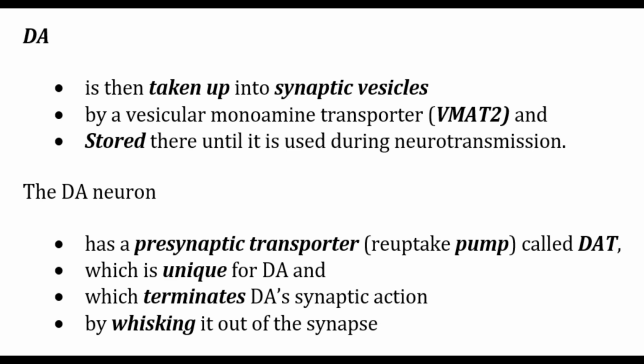The dopamine thus generated is then taken up into synaptic vesicles by the vesicular monoamine transporter, also known as VMAT2, and stored there until it is used during neurotransmission. The dopamine neurons also have a presynaptic transporter, also known as the reuptake pump, called DAT, which is unique to dopamine and which terminates dopamine's synaptic action by whisking it away from the synapse.